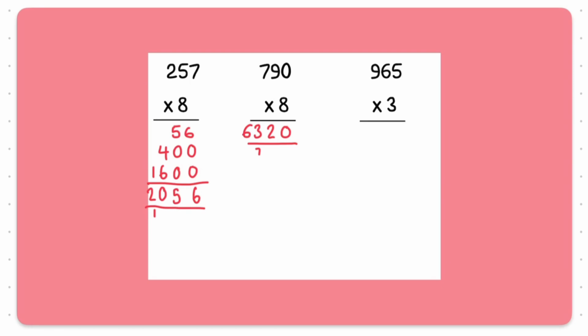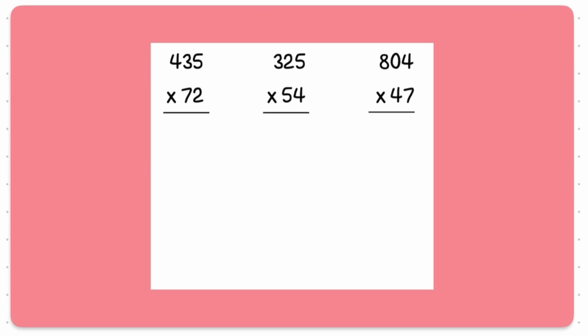And finally, 965 times 3. You could do it in either method. I'm going to do it in the short method again. 3 times 5 is 15. 3 times 6 is 18, plus the 1 is 19. 3 times 9 is 27, plus the 1, 28. So our answer is 2,895. Let's move on to the last 3 questions.